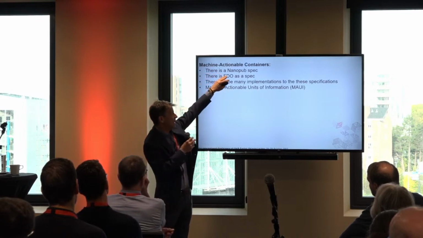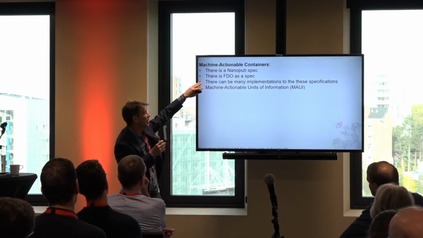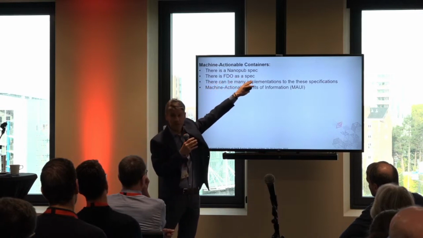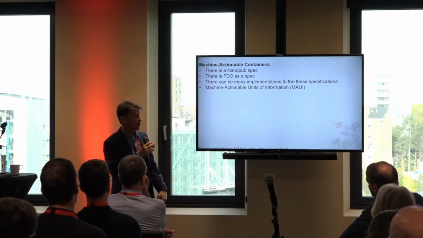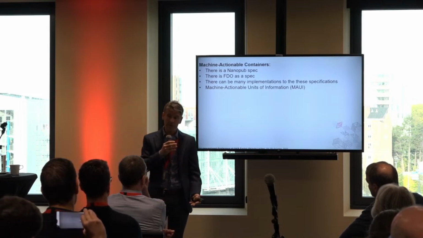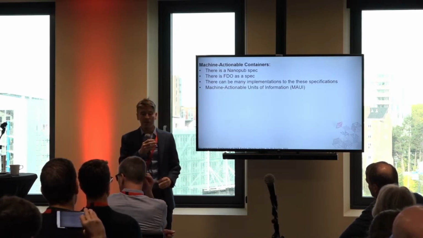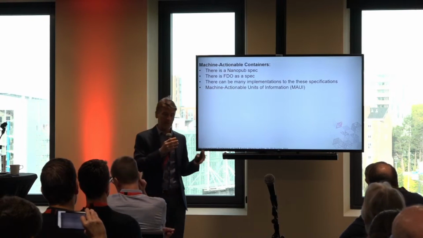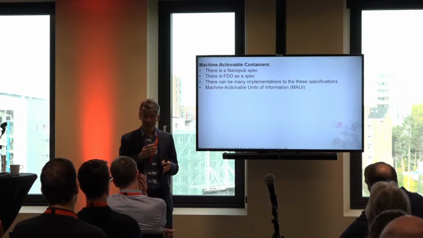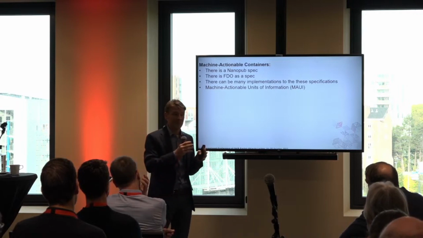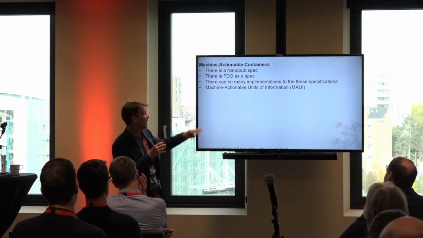So there's a nanopublication spec. There is an FDO, or potentially FDO spec. That means that there can be many implementations to these specifications. And the question was, if we have a nanopublication that's behaving as an FDO, is it an FDO? Or can we say it's a nanopublication implementation of an FDO?